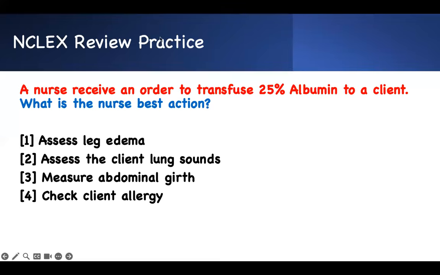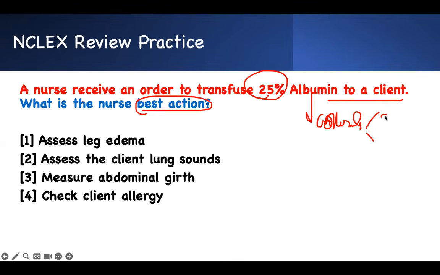Number 4. What do we have? What is the next best action? The same thing, best action. A nurse receives an order to transfuse 25% albumin to a client. Transfuse it. Then you say, why am I giving this patient albumin? Then you tell yourself, what is albumin? It's a colloid. What should I worry about? Two things about colloid: allergy and bleeding. That's all.